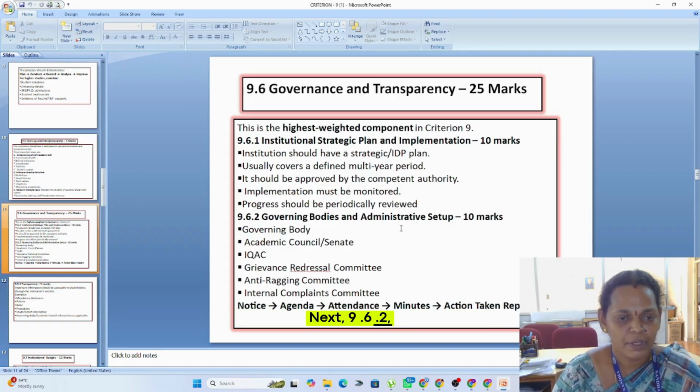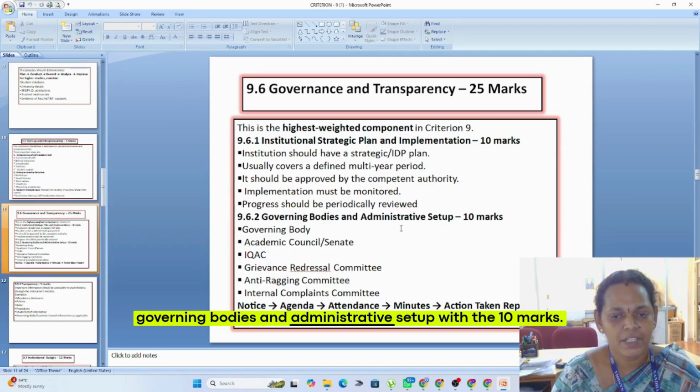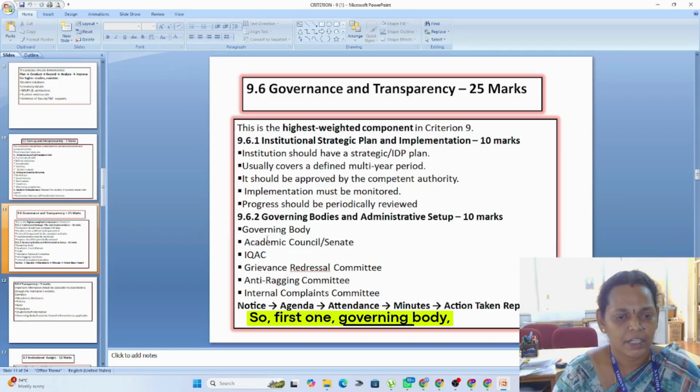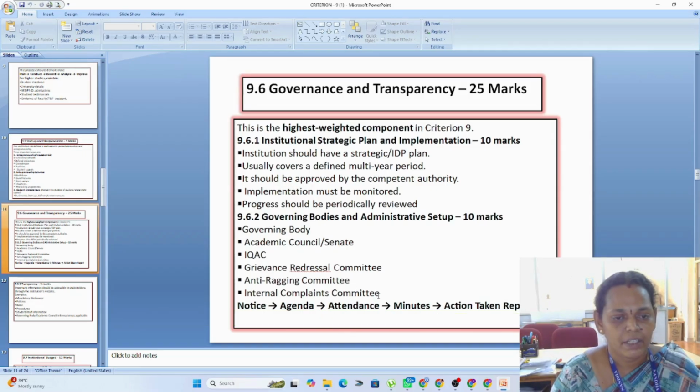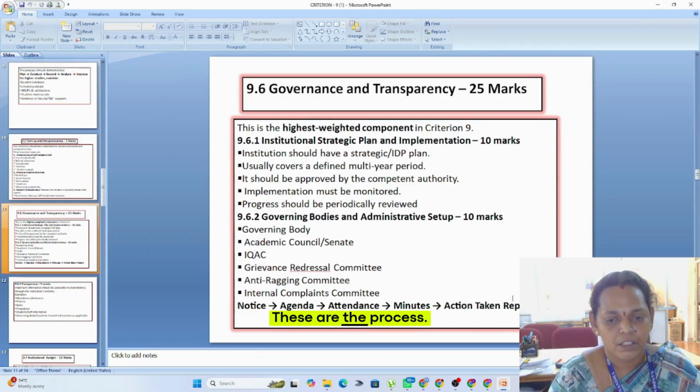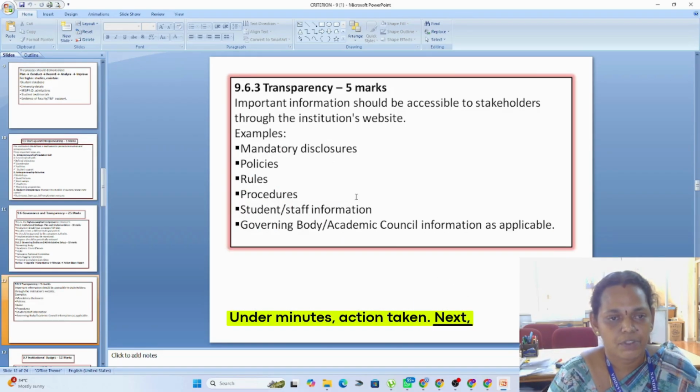Next, 9.6.2 governing bodies and administrative setup with 10 marks. So, first one, governing body, academic council or senate, IQAC, grievance redressal committee, anti-ragging committee, internal complaints committee. These are the processes: notice, agenda, attendance, minutes, action taken report.